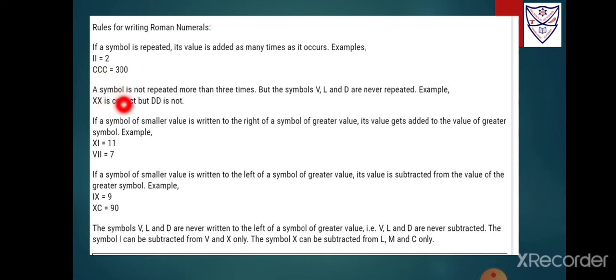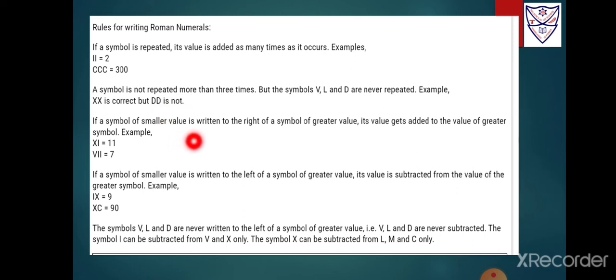A symbol is not repeated more than 3 times, but the symbols V, L and D are never repeated. For example, XX is correct. But DD is not correct. Why? Because D is never repeated.